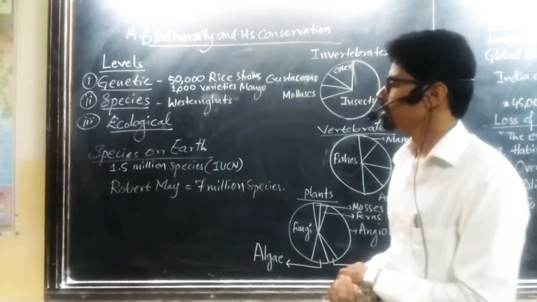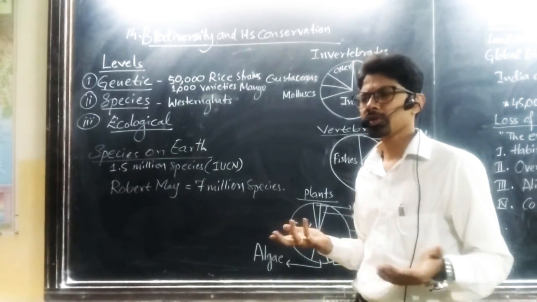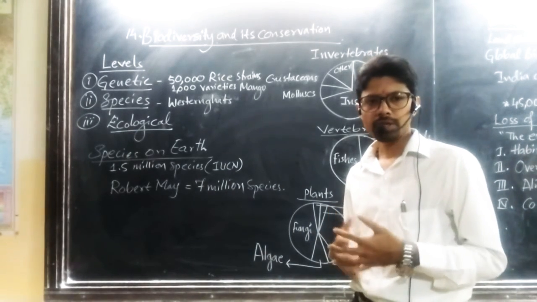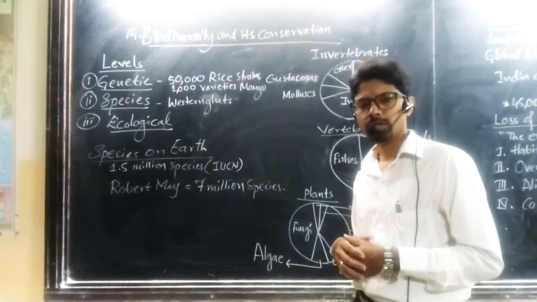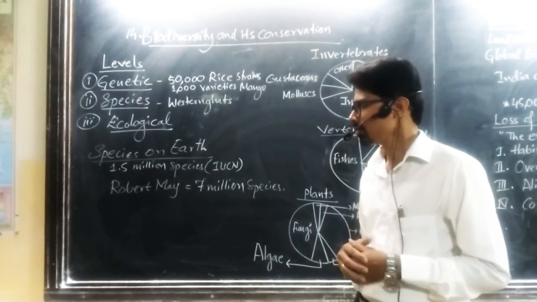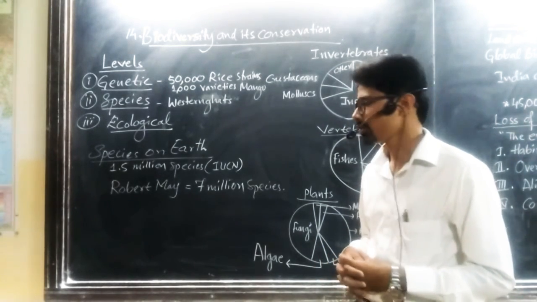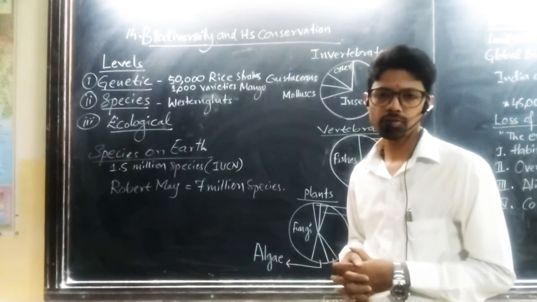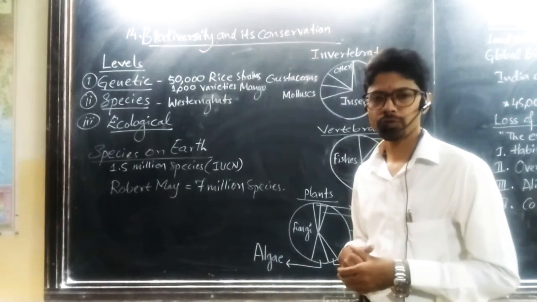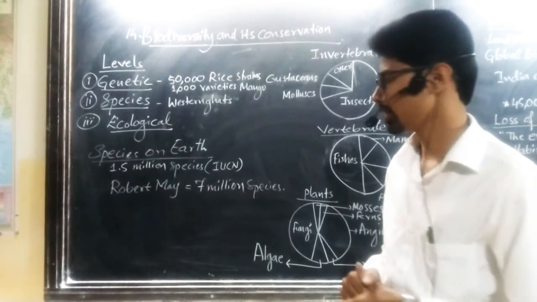Coming to the next part, species on Earth. What is the number of species on Earth? Many people give estimated numbers, saying that according to their studies there are more than 20 million species, or 30 million, or 50 million. But according to IUCN, the International Union for Conservation of Nature and Natural Resources, the number of species identified so far is around 1.5 million.